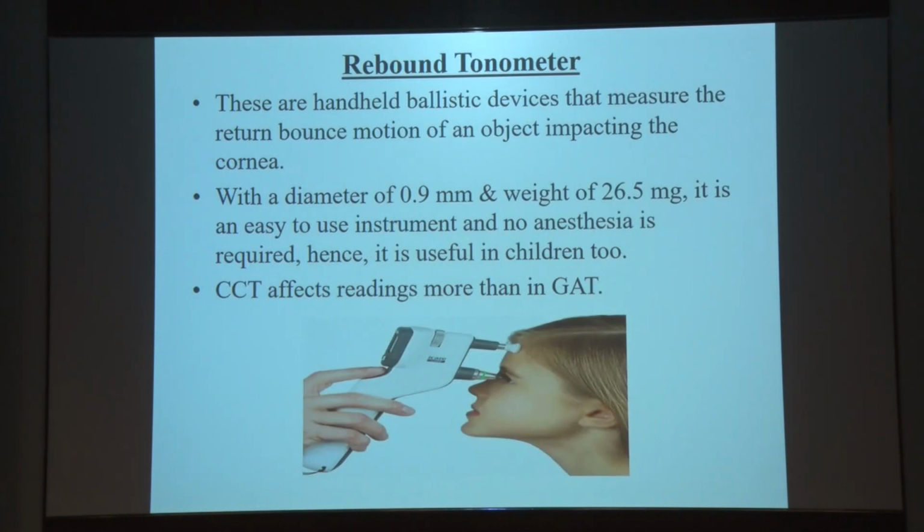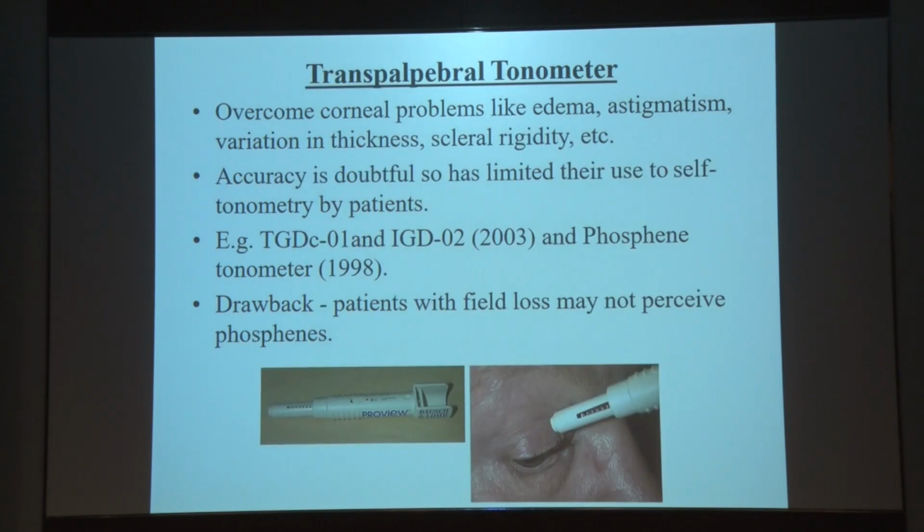In rebound tonometer, these are handheld ballistic devices that measure the return bounce motion of an object impacting the cornea. With a diameter of 0.9 millimeter and weight of 26.5 milligram, it is an easy to use instrument and no anesthesia is required. Hence, it is useful in children too. CCT, the central corneal thickness, affects readings more than in GAT, Goldmann applanation tonometry.